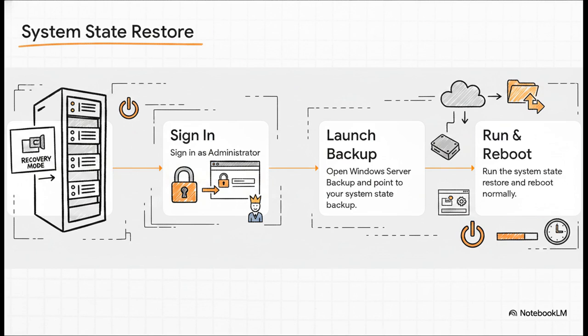Step 1. You must boot the domain controller into Directory Services Restore Mode, or DSRM. Step 2. You sign in as administrator using the specific DSRM password you set when the server was first promoted. Step 3. From within DSRM, you launch Windows Server Backup and point it to your system state backup. And finally, Step 4. You run the restore and reboot the server normally.